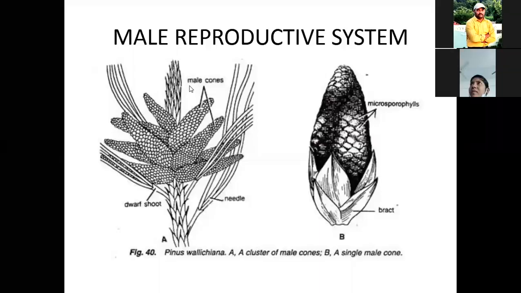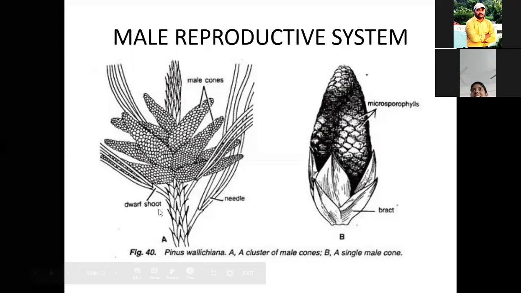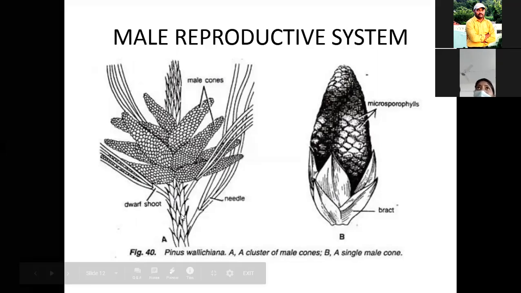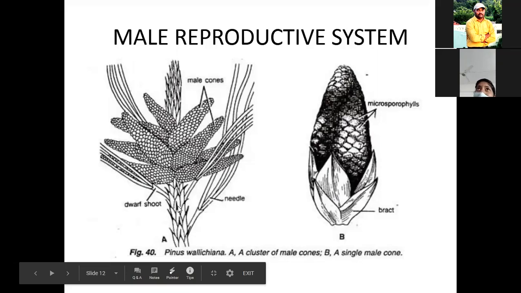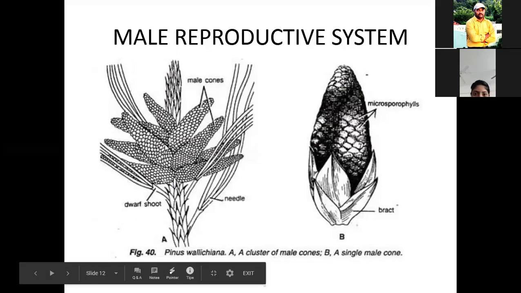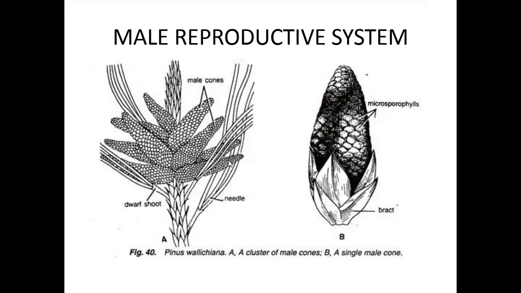Pinus male reproductive system. Pinus male cones are developed on the dwarf shoot system. See here, it is a dwarf shoot system of Pinus. Already we know the external structure of Pinus, the external characters. On the dwarf shoots, a large number of male cones are developed.